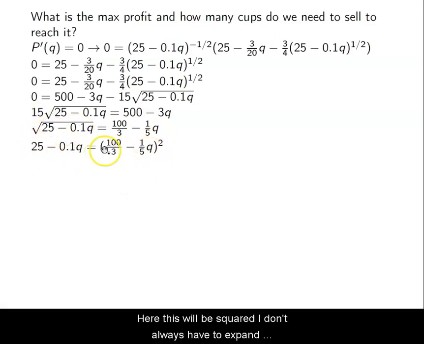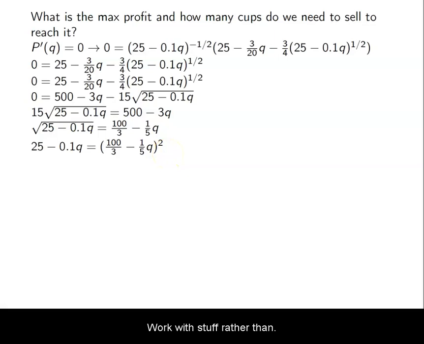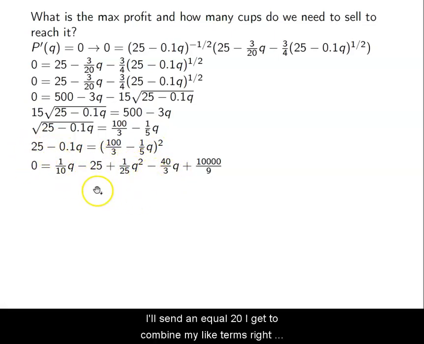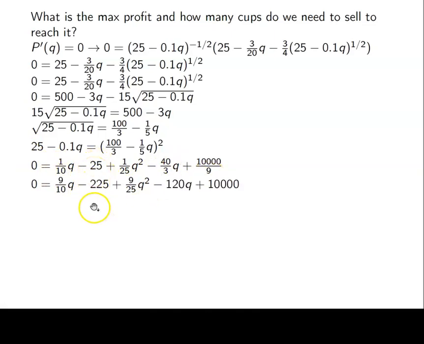Here, this will be squared. I don't always have to expand everything. I know it's a math class, but I like to just work with stuff rather than calculating a bunch of things, right? So I'll just square it and then I'll isolate my q, right? So I do have to multiply it out. I'll set it equal to 0. I get to combine my like terms, right? So my two q's here and my constant terms.